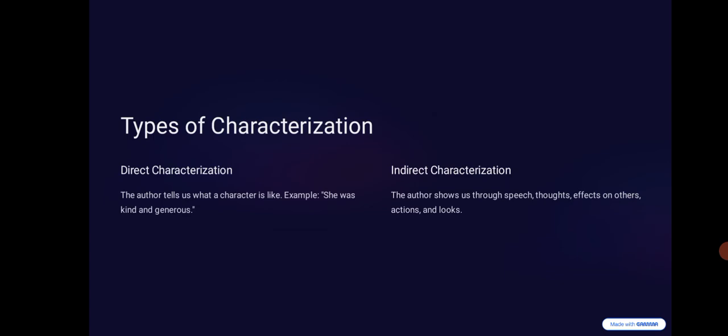So a character developed in a story puts up a behavior or an action or a reaction. Then the writer will tell you that this character is or was kind and generous. So you know that this is a kind character and a generous character, or both.